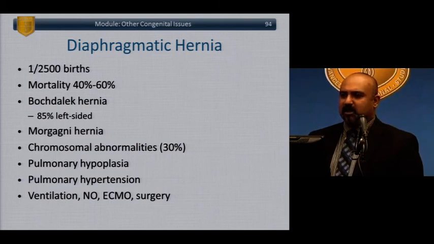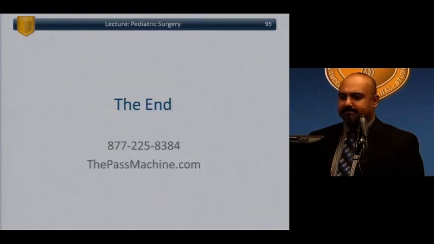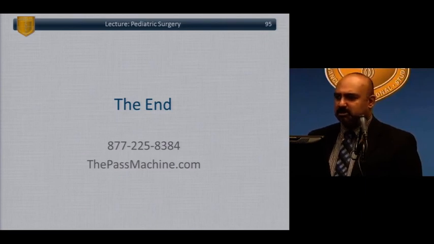So we have to use nitric oxide. We have to use multiple ventilation maneuvers. And if that fails, they go to ECMO, extracorporeal membrane oxygenation. So we put them on bypass. And that's basically pediatric surgery in a nutshell. I'll take questions on anything if you guys have any.